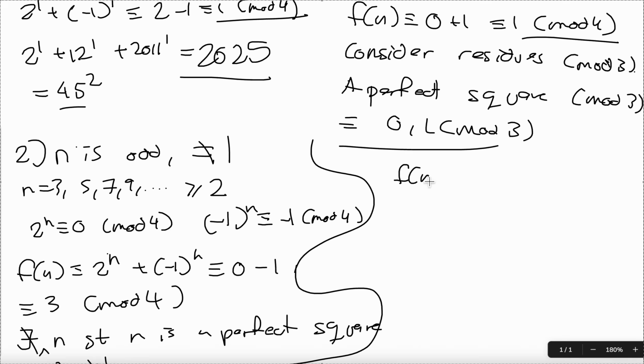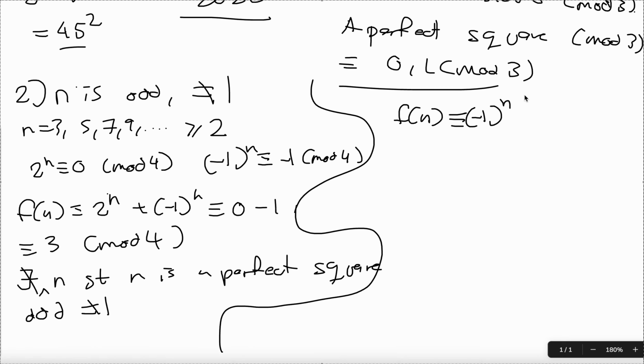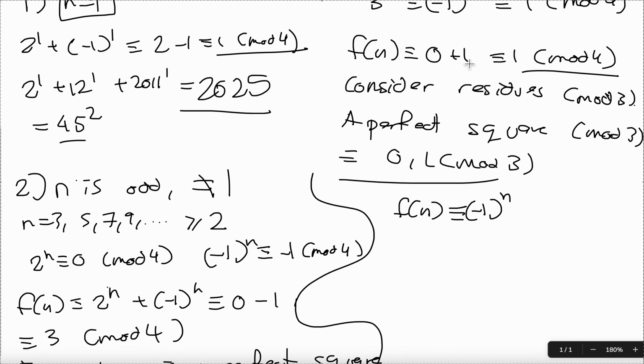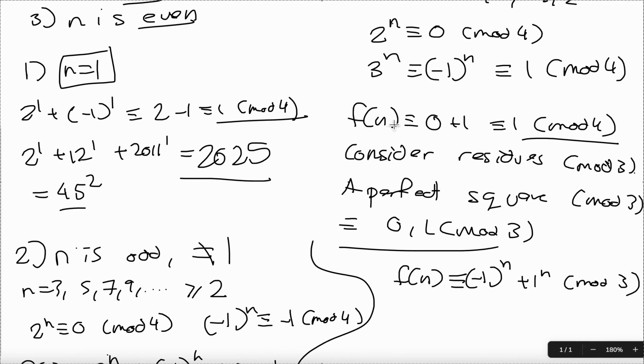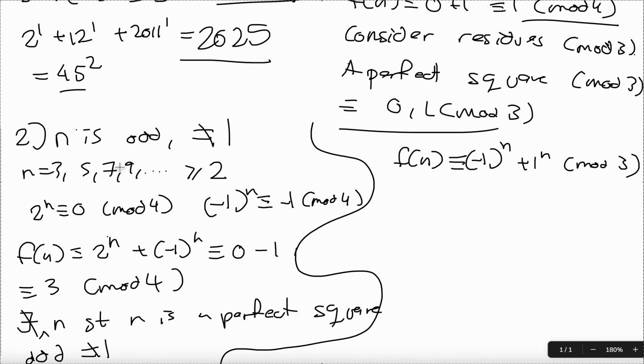So using this, a perfect square must be congruent to 0 or 1 mod 3. So let's just try to find f of n mod 3, which is going to be congruent to, let's see, 2 is negative 1 to the n, plus 12 is congruent to 0 mod 3. So that's where the 4 and the 3 come from, because that's the intuition there. And then 2011 is going to be congruent to 1 mod 3, since 2010 is divisible by 3. So it's negative 1 to the n plus 1 to the n mod 3, which is again a really nice expression and very, very simple. And now we only have to consider mod 3 for the case where n is even, because we know that if n is odd, there's only one solution, that n equals 1.